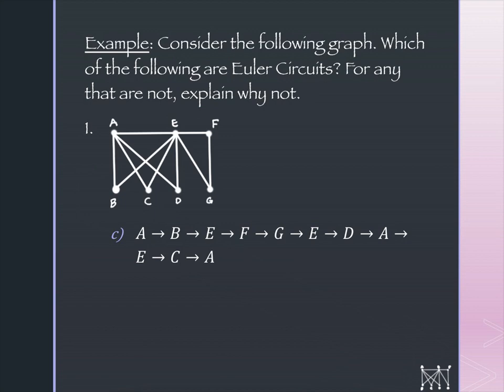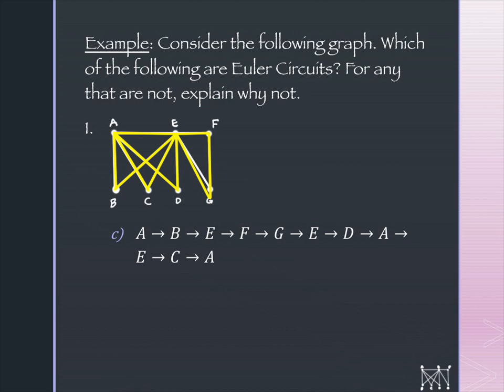Same picture. We're going to do the same thing. We're going to go in order. Okay, so we're going to go A to B, B to E, E to F, F to G, G to E, E to D, D to A, which if I stopped there would be a circuit, but it continues, right? It says after A, I'm going to go to E, and then E to C, and then C back to A.